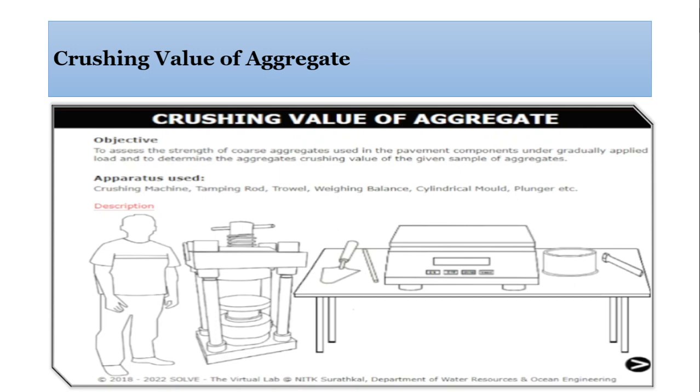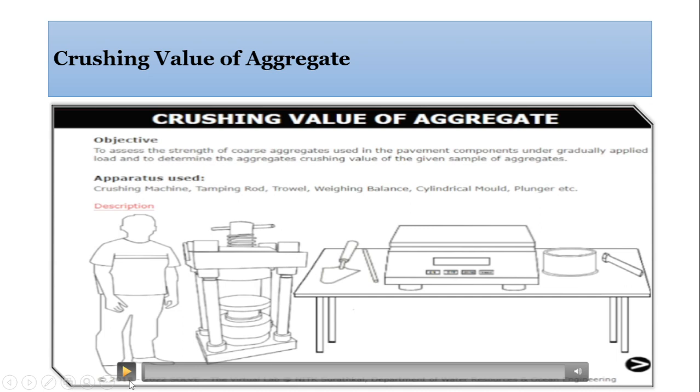Crushing strength of the aggregate is very necessary to know how much crushing value or strength those aggregates have. For that purpose, we require a crushing machine, tamping rod, weighing balance, cylinder mold, and plunger. The crushing machine is nothing but a UTM. So this much apparatus we require for the calculation of crushing value of aggregate. Now let's start the experiment.